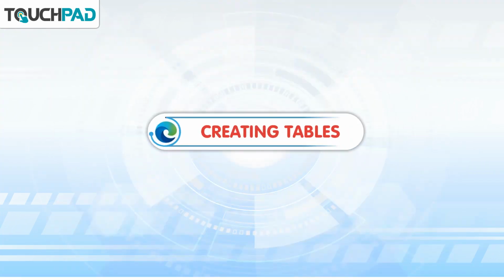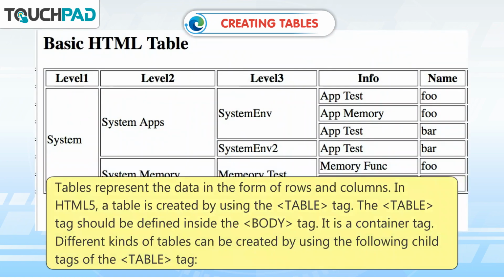Creating tables. Tables represent the data in the form of rows and columns. In HTML5, a table is created by using the table tag. The table tag should be defined inside the body tag. It is a container tag.